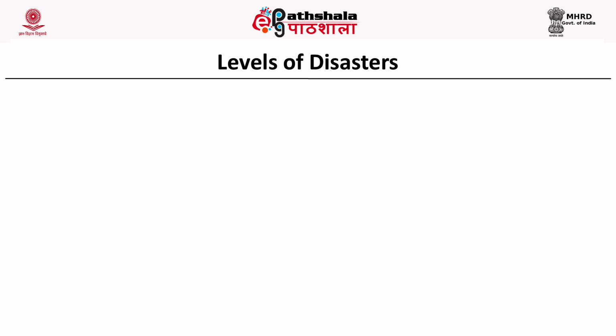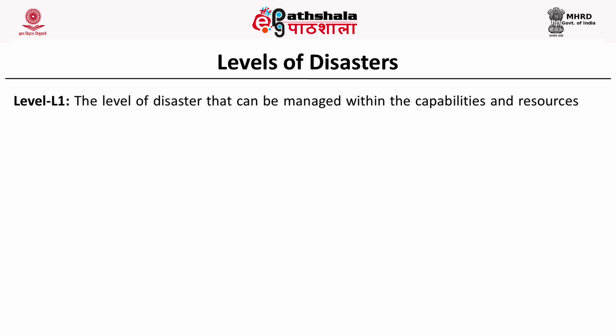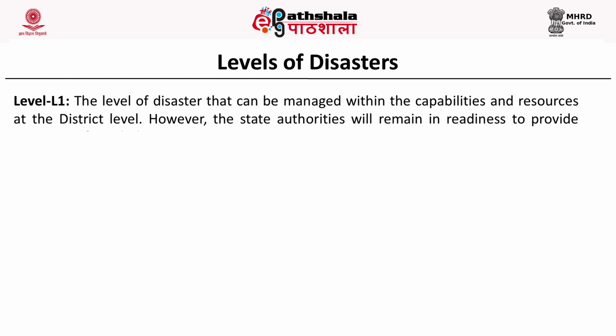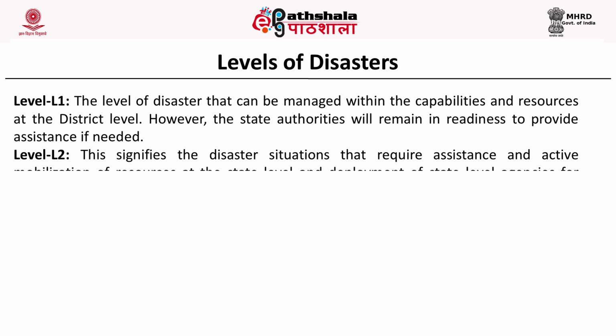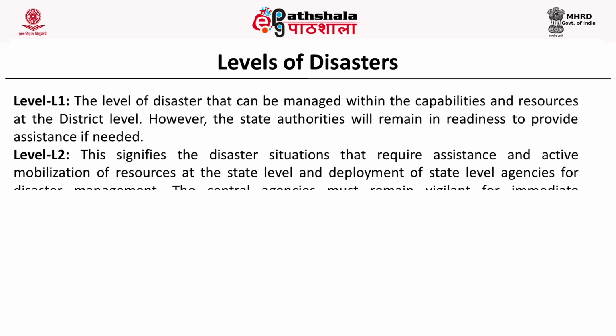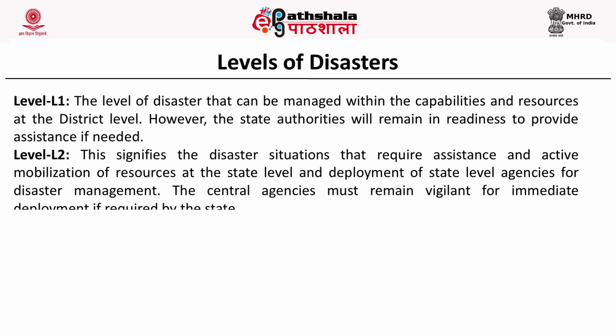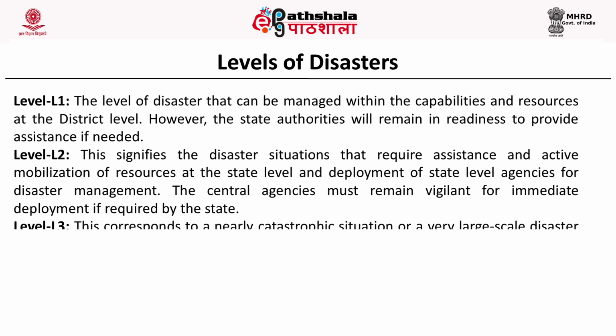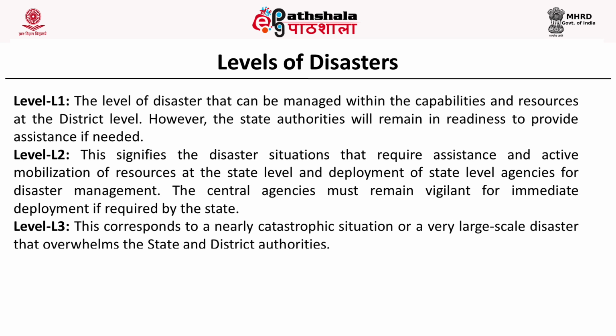So, the L1 level of disaster can be managed with the capabilities and resources at the district level. The level L2 signifies the disaster situations that require assistance and active mobilization of resources at the state level and deployment of state level agencies for disaster management. The level 3 is corresponding to a nearly catastrophic situation or a very large scale disaster that overwhelms the state and district authorities.